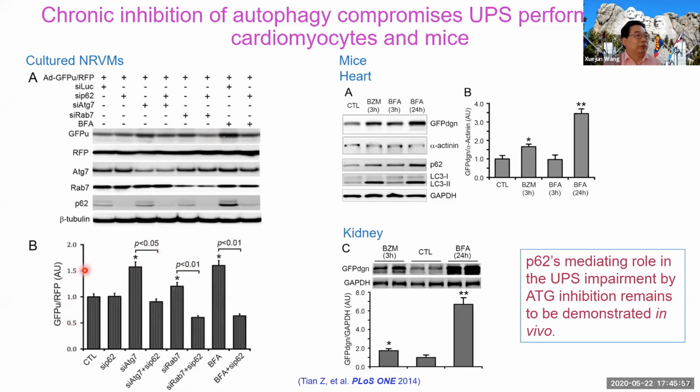GFPu, which is the surrogate substrate of the UPS used here, its accumulation was completely abolished. So that basically is confirmation. More importantly, we demonstrate for the first time that this actually happens in vivo as well. So we treated our GFPdgn mice with two different autophagic inhibitors. One is bafilomycin A1. You can see here GFPdgn, of course, accumulates with short treatment of BFA, but a longer-term treatment of BFA gives even more GFPdgn accumulation.